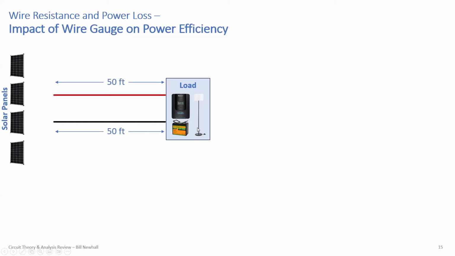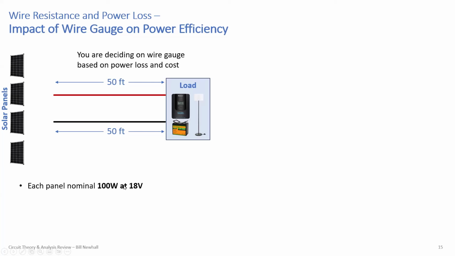Okay, and let's suppose that load is 50 feet away from the solar panels. And maybe these wires run down the house, or they run from your cabin, or your off-grid camping trailer is in the shade and you're 50 feet away. So this is a reasonable distance. Okay, and you're trying to decide on wire gauge. And in circuits class, it doesn't matter, right? All wires are perfect conductors. And so you'll see it matters here.